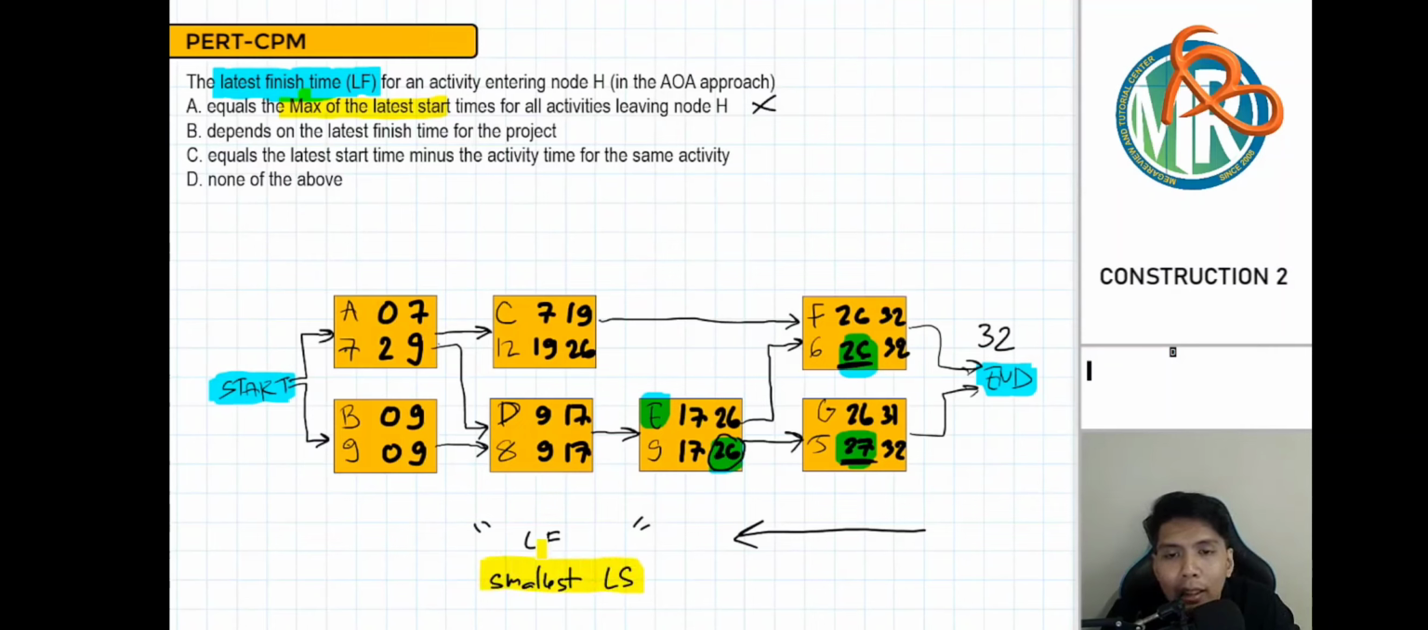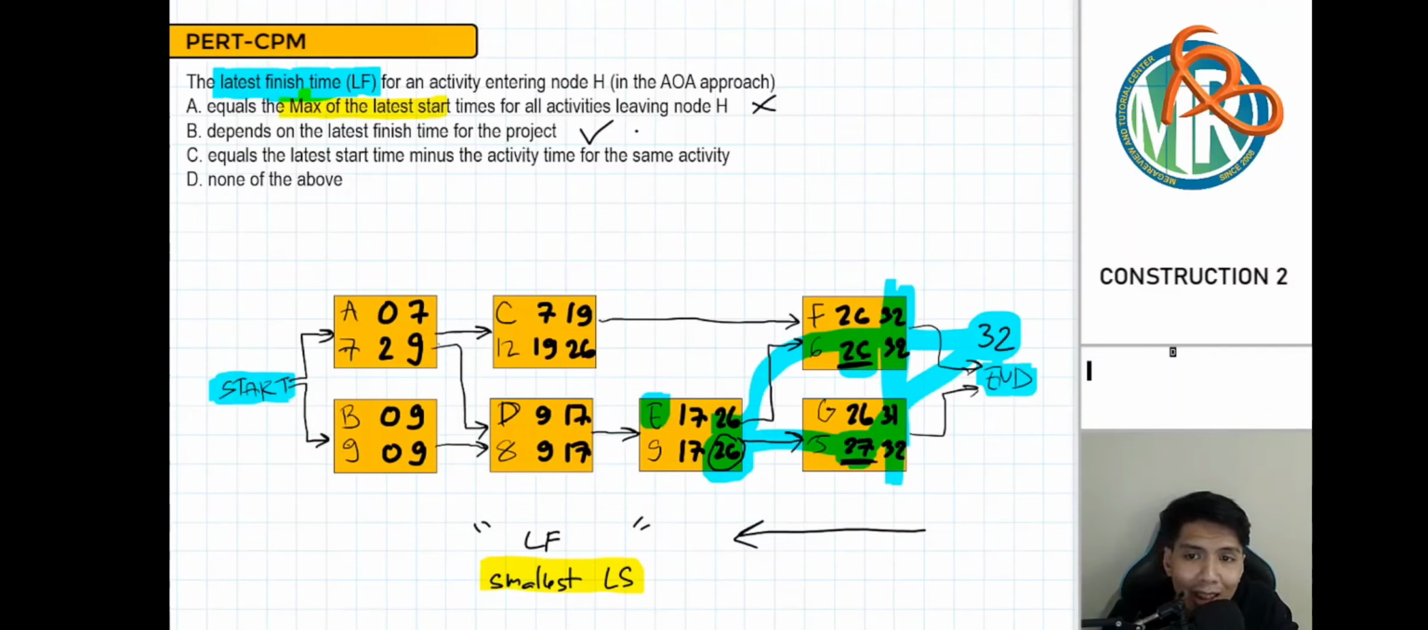Proceed tayo. Letter B, depends on the latest finish time for the project. Yung ating 26 ba dito? Si 26 here, this one. Nagdedepende ba siya sa finish time ng ating project? Well, the answer is yes. Di ba ang finish time natin is 32? Galing 32, umatras tayo. Kaya nakuha mo 26 dyan. Therefore, second sentence is correct. Nakadepende yung late finish sa finish time ng project.